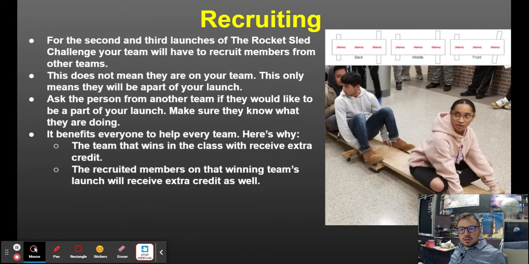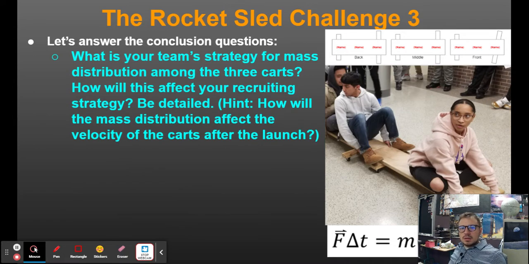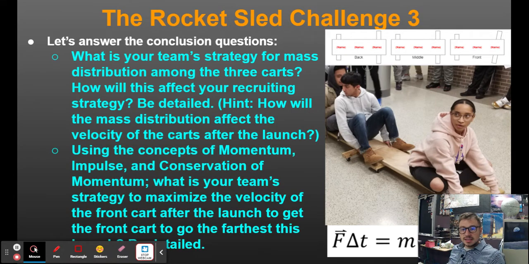Now, we talked about recruiting. The key to this was mass distribution. You want to have more mass in the back carts than the lightest person on the front, because yes, the carts start at 0. The carts do start at 0 because they're at rest. After the explosion, the total momentum still has to be 0, but you can distribute the mass, which would also change that velocity, and you want that front cart to go the fastest.